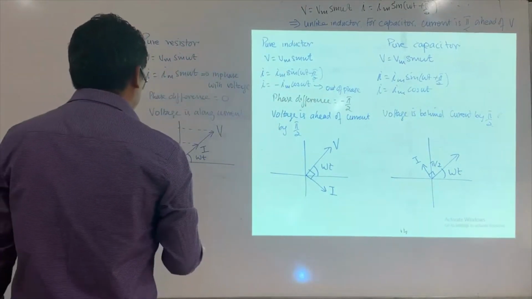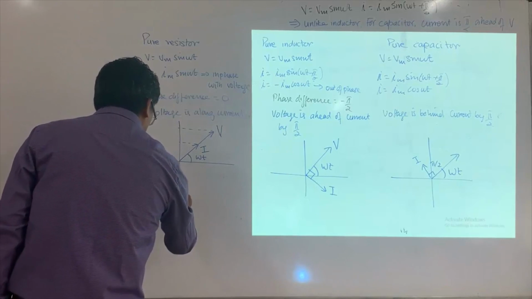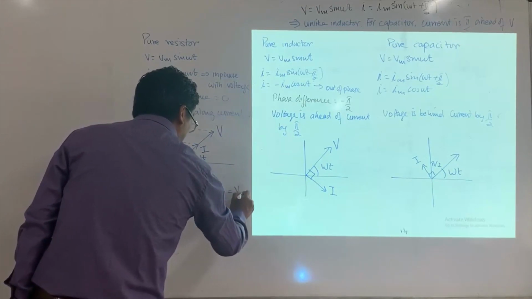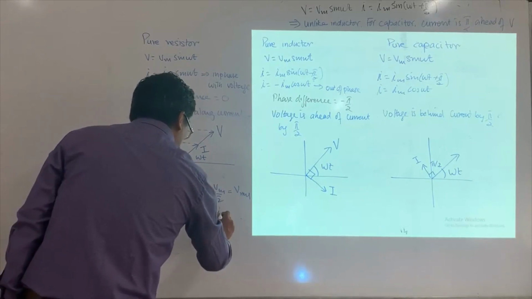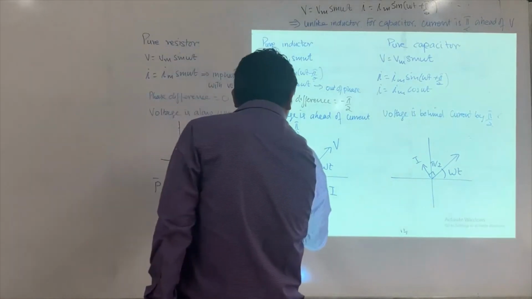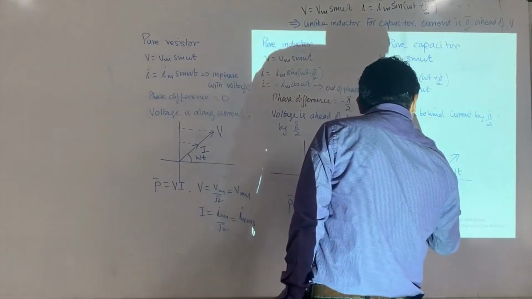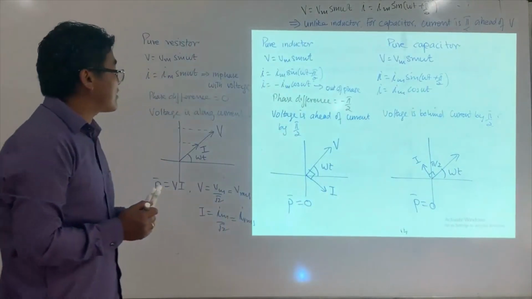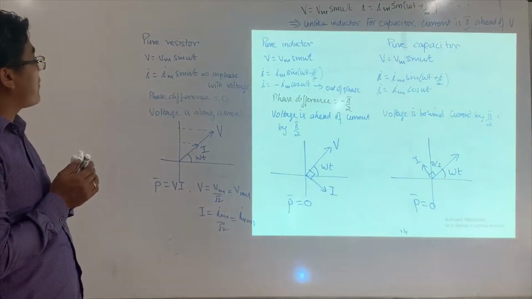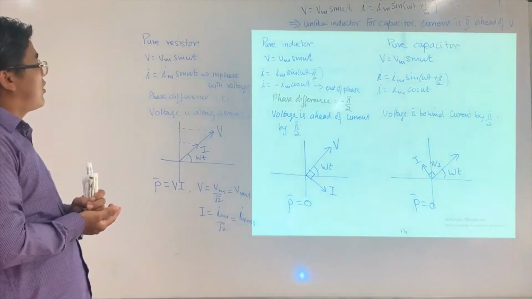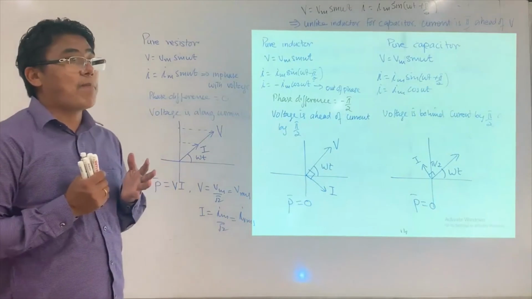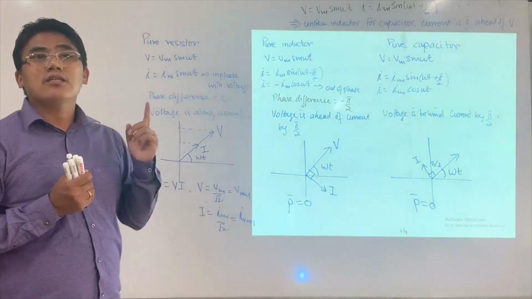Now what about average power? In this case, average power is equal to Vrms times Irms, where V is Vm divided by root 2, which is Vrms, and I is Im divided by root 2, which is Irms. For the inductor and capacitor, average power is equal to 0, while for the resistor it is Vrms Irms. These are the differences between the pure resistor, inductor, and capacitor, a summary of what we have done so far. Go through this, and next we will start applying AC voltage across a series inductor, resistor, and capacitor.